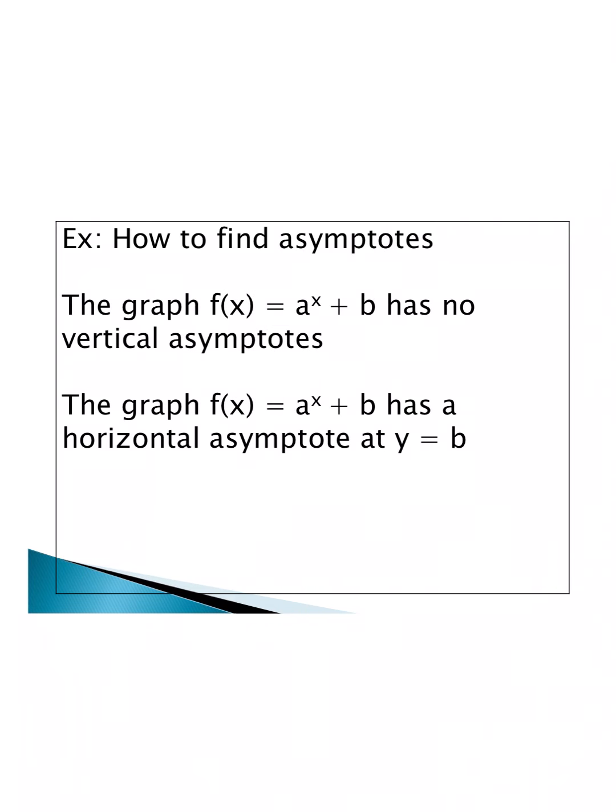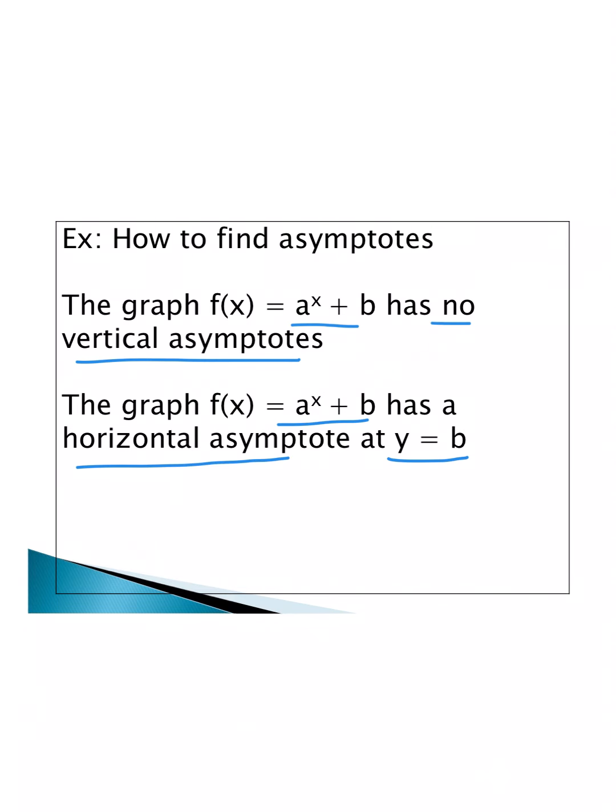For our asymptotes, the graph f of x equals a to the x plus b has no vertical asymptotes. So we never have to look out for those or identify those. However, our same function is going to have a horizontal asymptote at y equals b. And we discussed this in the initial setup when we were talking about our vertical shifts, how that plus or minus definitely affected the horizontal asymptote.